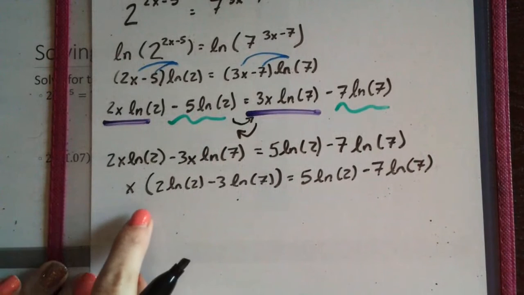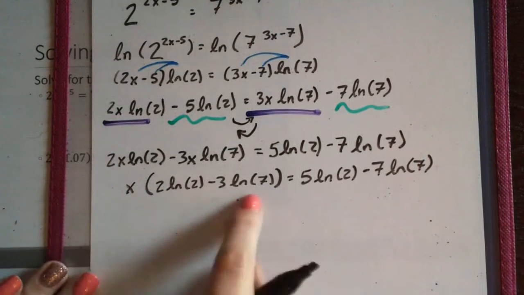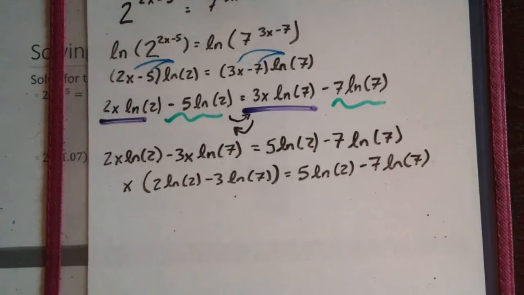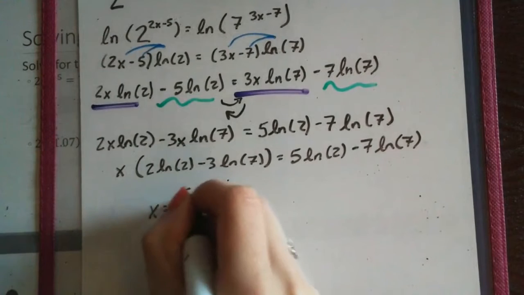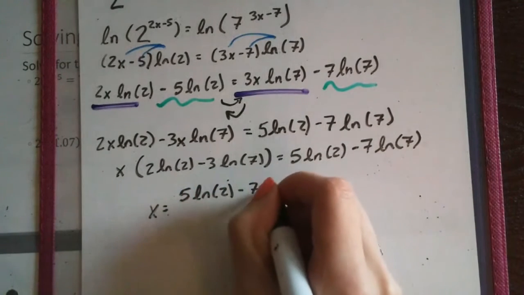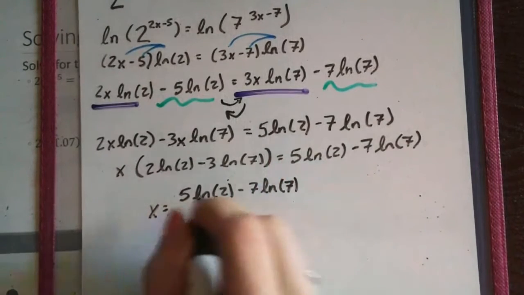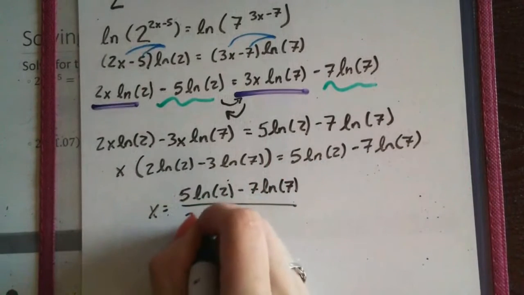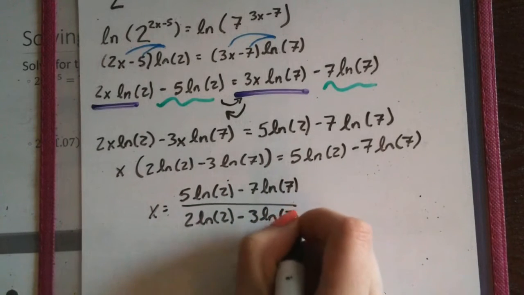Now this is x times stuff equals something. If I divide both sides by stuff, then the x will be by itself. So x is equal to 5 times the natural log of 2 minus 7 times the natural log of 7 over 2 times the natural log of 2 minus 3 times the natural log of 7.